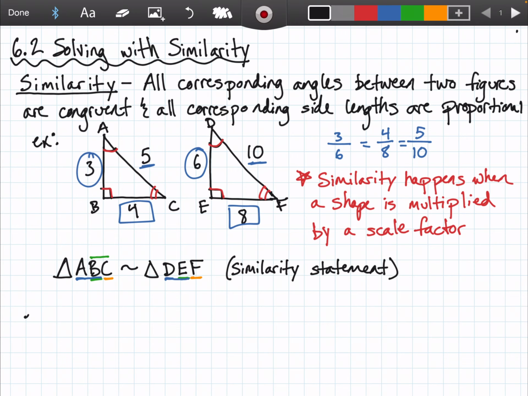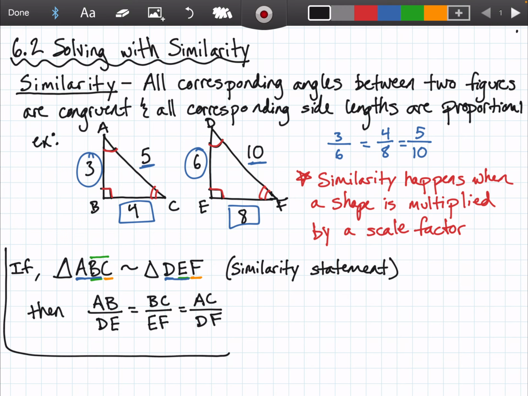And so with that, let's say triangle ABC is similar to triangle DEF. I'm actually going to define this just one more time. So if triangle ABC is similar to triangle DEF, then setting up these proportions, like we said, AB corresponds with DE, side BC corresponds with side EF, and side AC corresponds with side DF. And that's going to be our big structure of similarity that we're going to look at to solve for missing side lengths.